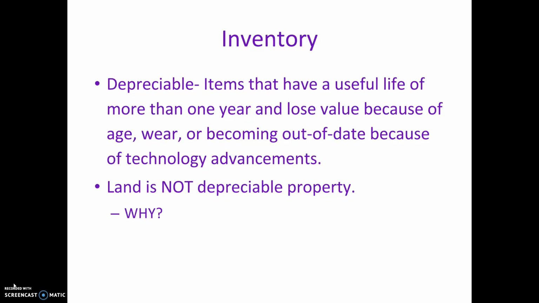Then there's depreciable inventory, which is the opposite of non-depreciable. Depreciable inventory are items that have a useful life of more than 1 year, and they can lose value because of age, wear and tear, becoming out of date because of technology advancements, anything like that. Either way, they're going to lose value over time. Okay, so things like surgical equipment. The best example I can probably give is different types of cages, right? Things like that if we're looking at a vet clinic example. Any furniture, that sort of thing.